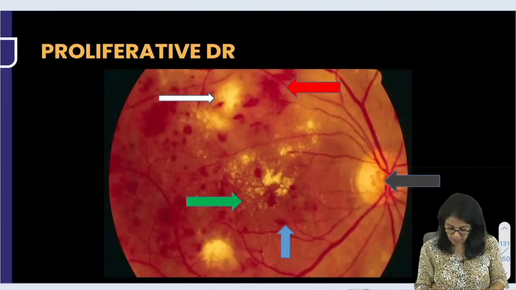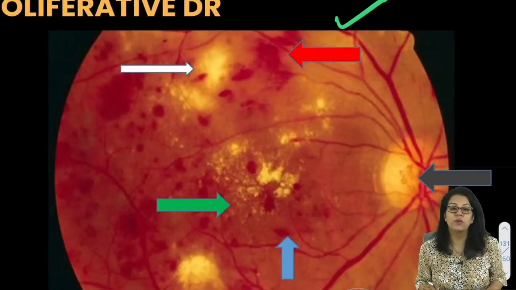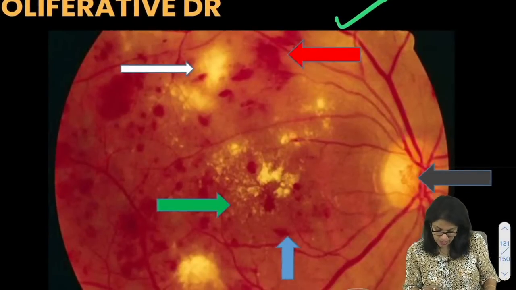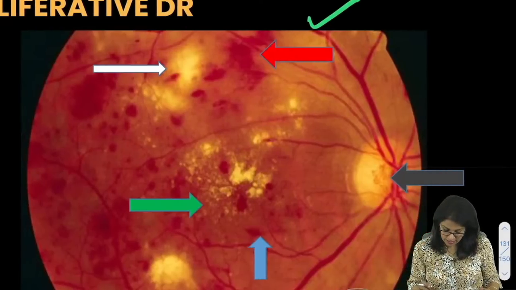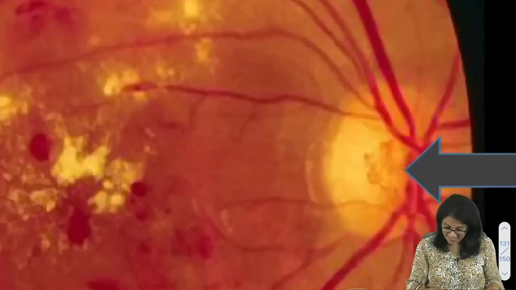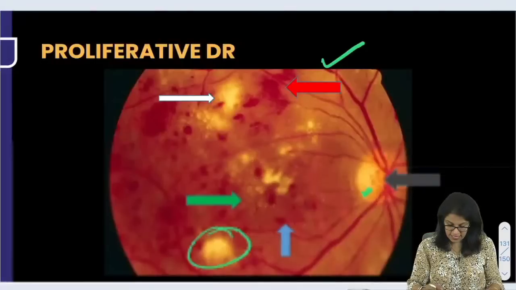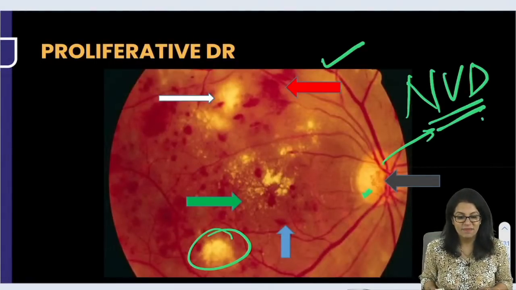This is flame shaped hemorrhage. The red arrow is showing you flame shaped hemorrhage. The white one is showing you cotton wool spots. Then some hard exudates on the green one. Then dot and blot hemorrhages on the blue one. And this is such a large cotton wool spot. And look at this one. What do you see on the disc? We see a tuft of new blood vessels here. So this is a case of proliferative, and this is NVD, neovascularization at the disc.